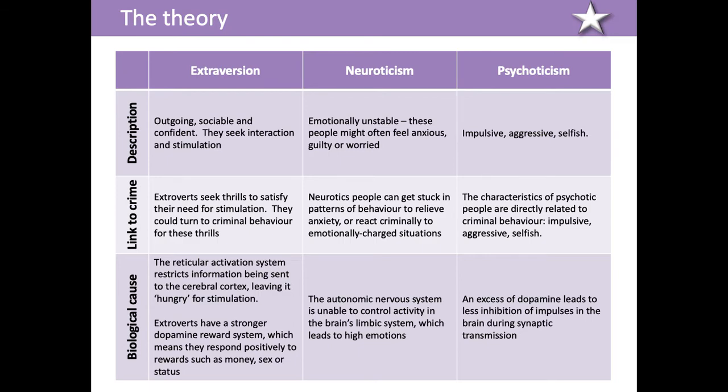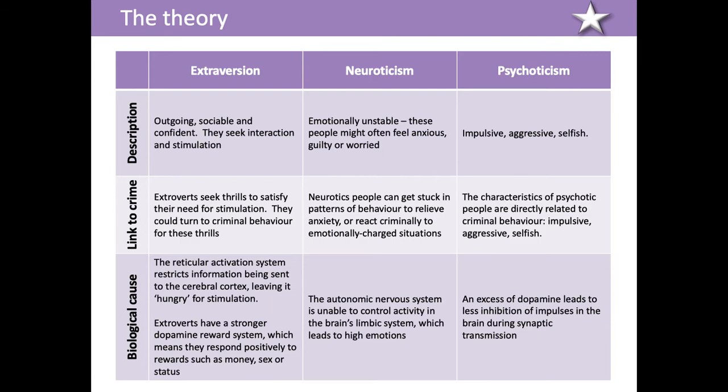Now, if there's too much dopamine, that can lead to too many of these impulses firing after the synapse. And this can lead to really impulsive behaviour because you're not stopping any of those impulses. So that explains why people are psychotic and therefore why they might commit impulsive crimes. So there we've got 3 different personality traits: extroversion, neuroticism, and psychoticism. As I said, everyone should be able to tell me what these mean, and most of you should hopefully at least try to tell me how they link to crime.